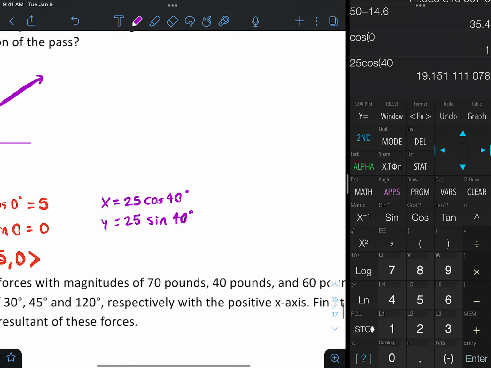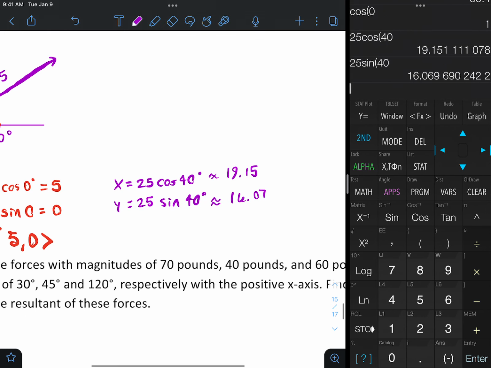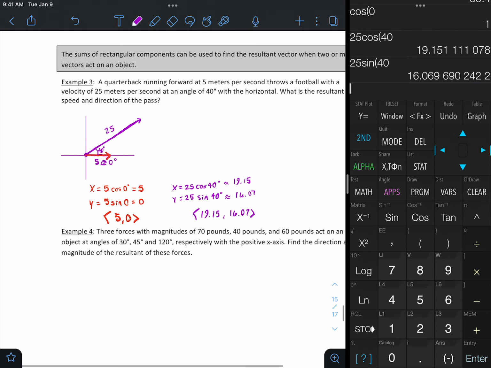Cosine 40, so that's roughly 19.15. And then we'll change it to 25, and then sine of 40 degrees, that was 16.07 right there. So if you do your component form, 19.15, 16.07.